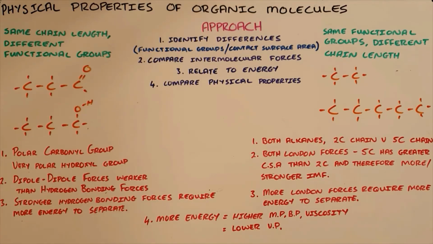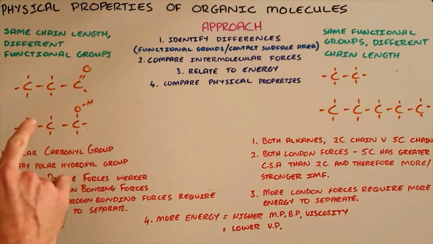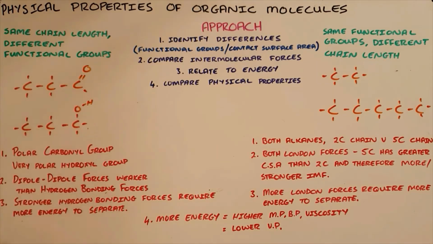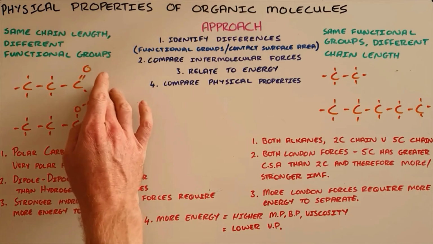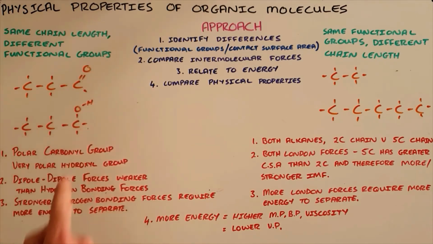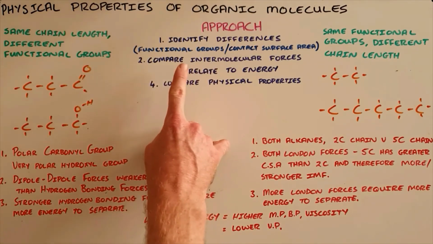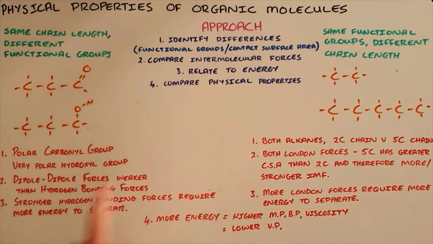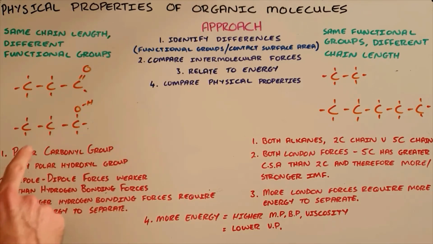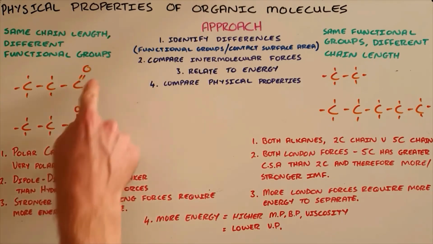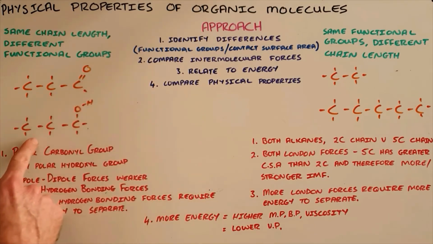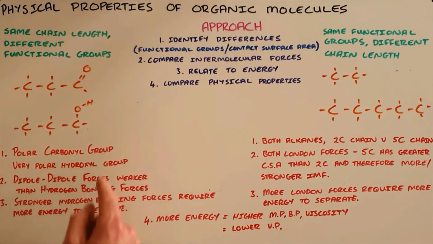There are largely 2 categories in which these questions happen. The first is where you're given 2 or more molecules that have the same chain length but different functional groups. We've got an example here of an aldehyde that has a formyl group on it and an alcohol that has a hydroxyl group on it. And we can see how we go through this approach. The first step is to identify the differences. That is to say that the aldehyde has a polar carbonyl group on it, where the alcohol has a very polar hydroxyl group.